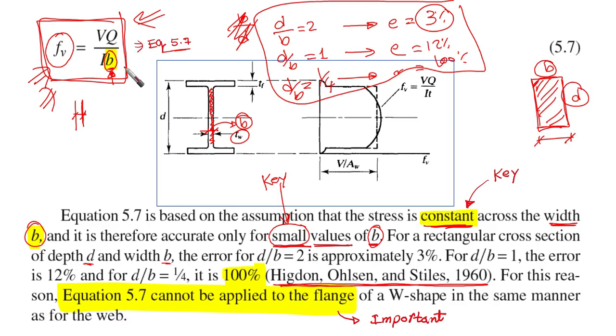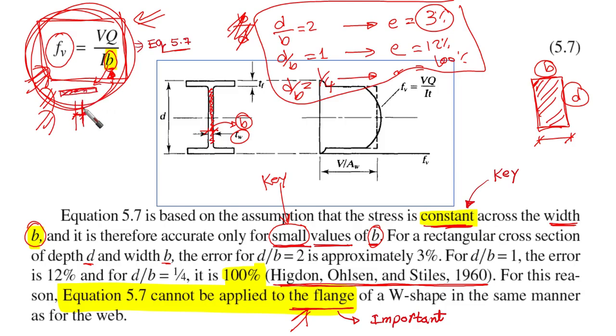For this reason, equation 5.7 cannot be applied to the flange. That's an important issue. So if I ask you why we cannot apply this equation to the flange, why we cannot put the width of the flange instead of the width of the web for B, the answer is, based on the studies, this equation cannot be applied, because we are going to find D over B, the depth of the flange over the width of the flange, to be much less than 1/4. This means that the equation is going to be totally wrong. It cannot be applied to the flange of a wide shape in the same manner as for the web. So this equation is only for the web.